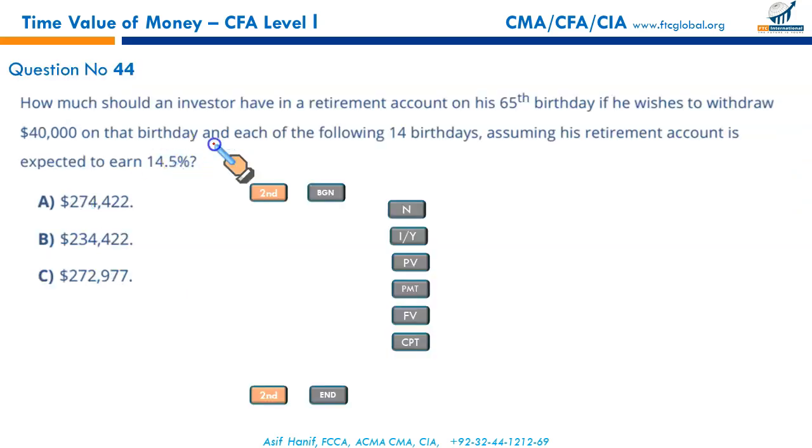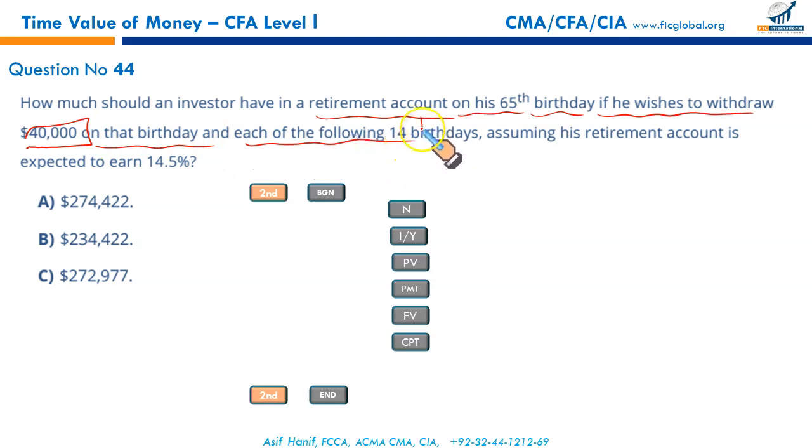Next, how much should an investor have in the retirement account on his 65th birthday if he wishes to withdraw $40,000 on that birthday and each of the following 14 birthdays? It means we are talking about a total of 15 payments, and he wants to withdraw the first amount on his birthday. The first payment will be received on his birthday, so it's going to be an annuity due. First payment is to be received now.